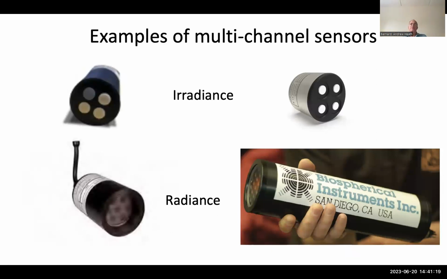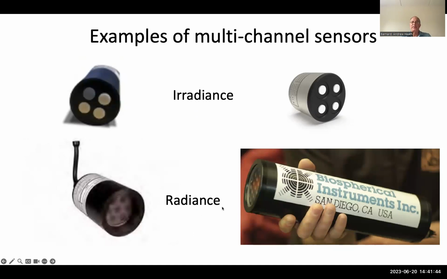So here's what many of the commercially available multi-channel sensors look like. These are two versions for irradiance. You'll see in these configurations there are 4 different cosine collectors that we've talked about, usually discretized for the channel that you want to measure at.